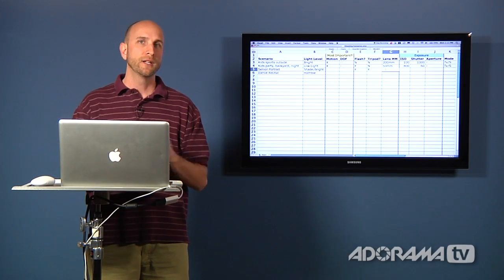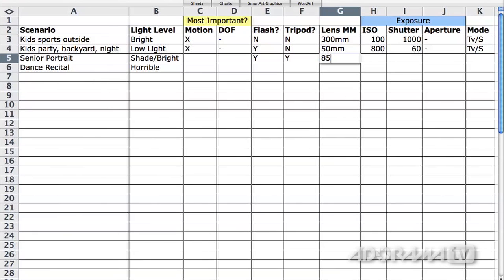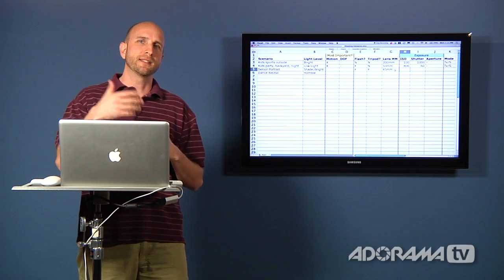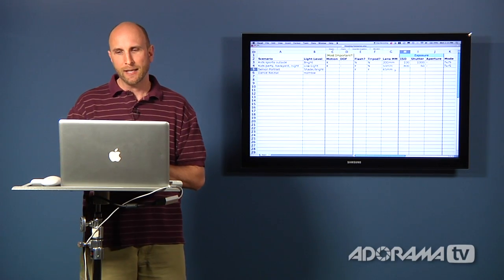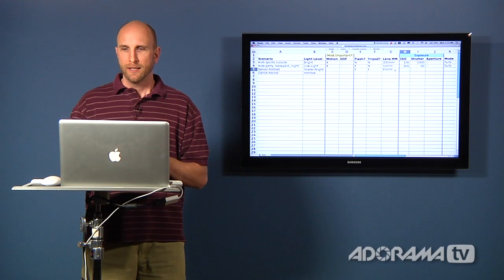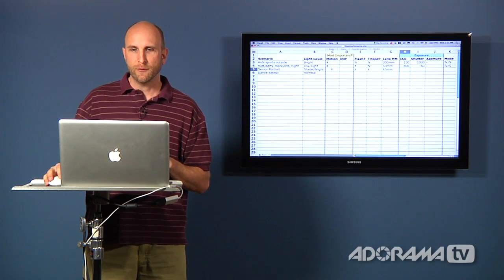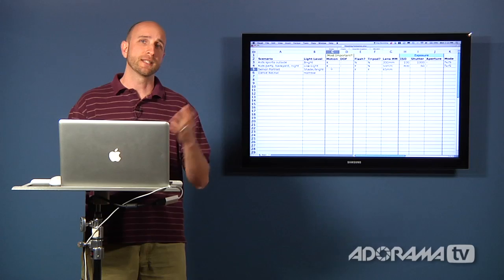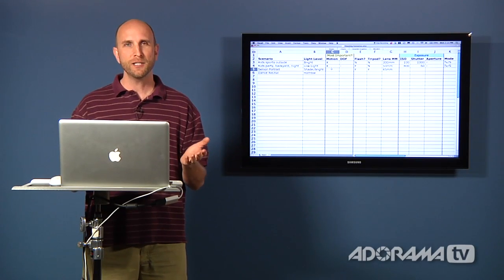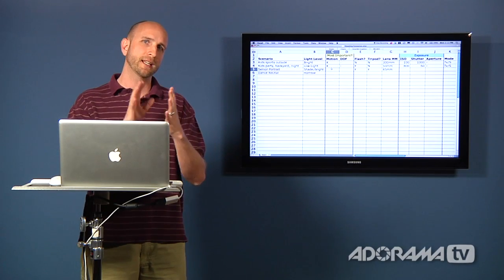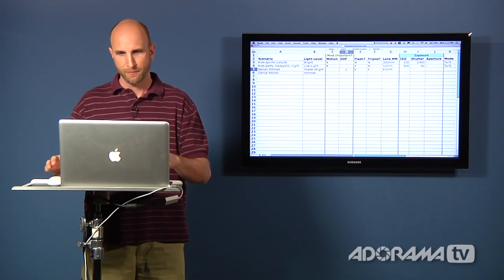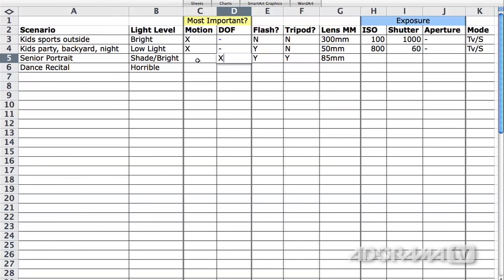What lens do you have? Well, let's say you have an 85mm, which is a great lens. And specifically, maybe let's say this is an 85mm with an aperture that goes to maybe 2.8, something like that. So we've got this great lens, and now we're ready to go in here and say, where do we start? What's the most important thing? Is it motion or depth of field? Well, for a senior portrait, hopefully that senior is not going to be moving around a lot, but we want to really get that nice shallow depth of field. So for this, depth of field is the most important thing, and our motion is not what we really care about.